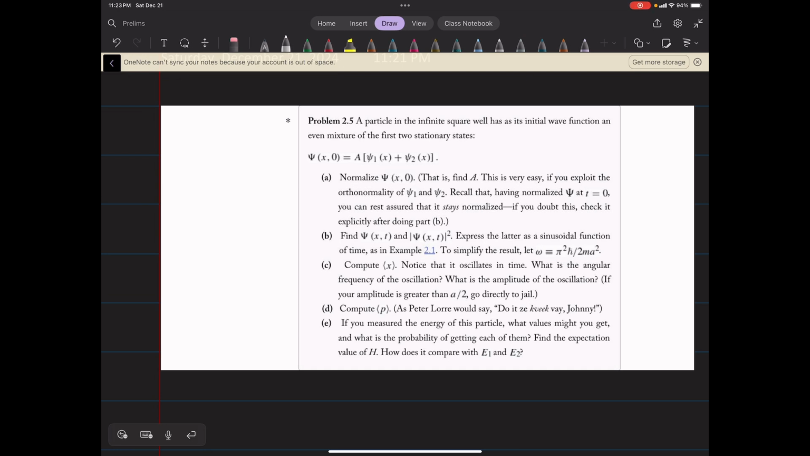Okay, so this is problem 2.5 out of Griffiths' Introduction to Quantum Mechanics.